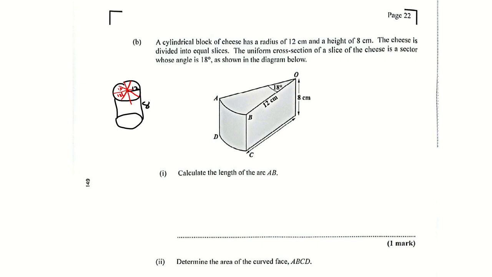Calculate the length of an arc AB. So we know that length of an arc, let's use this. Oh, no, no, no. They did not say 8 equal slices. Why did I say 8? They said it is divided into slices. I said 8 centimeters, that was the height.